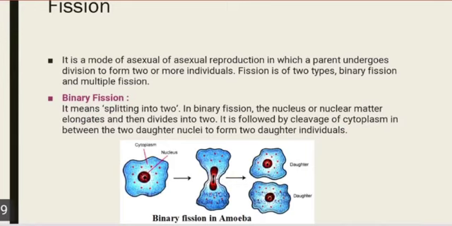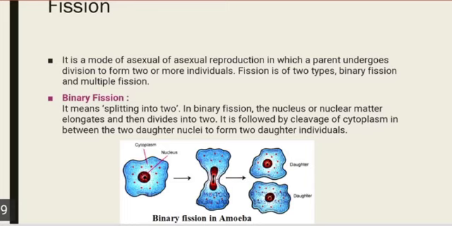The first thing we will discuss is fission. It is a mode of asexual reproduction in which a parent undergoes divisions to form 2 or more individuals. Fission is of 2 types, binary fission and multiple fission. The word fission means splitting into 2 or more. So it is classified mainly into 2, binary fission and multiple fission.